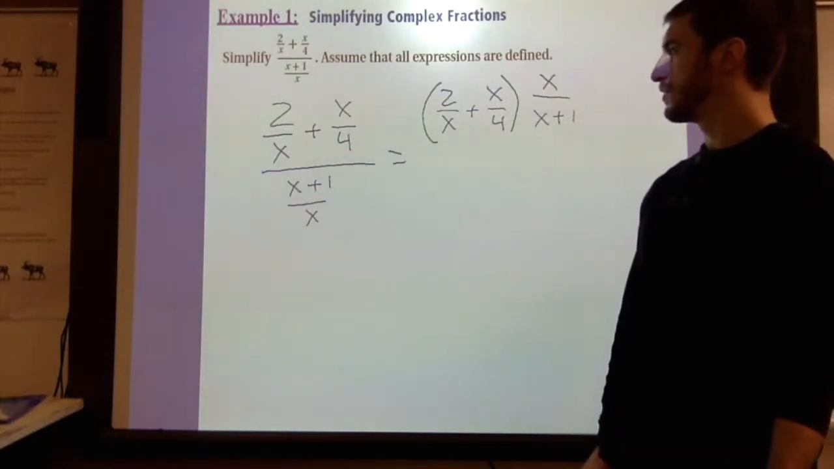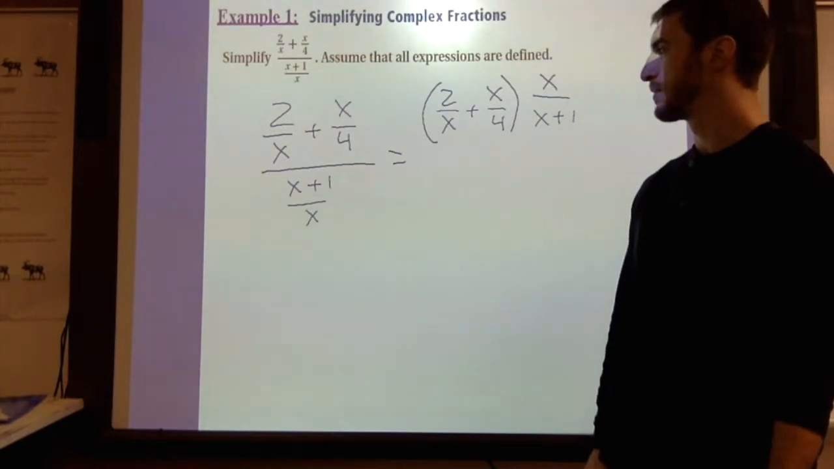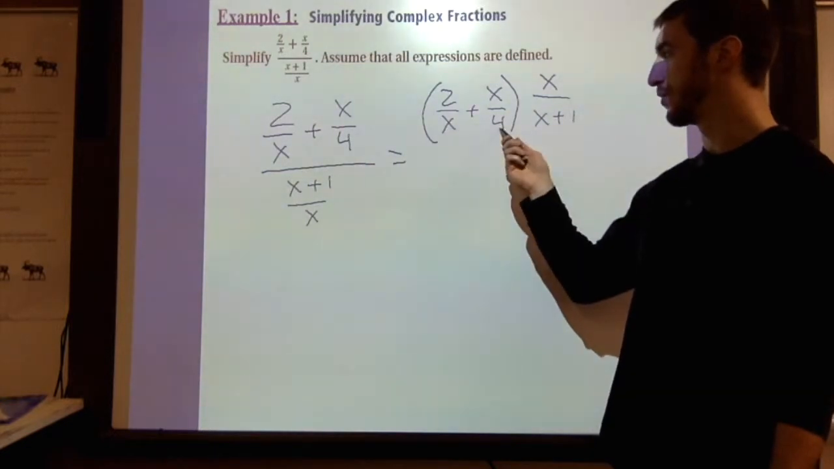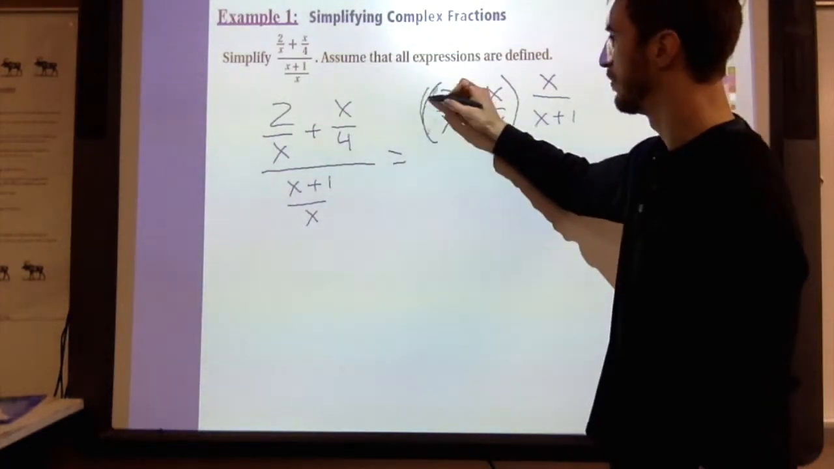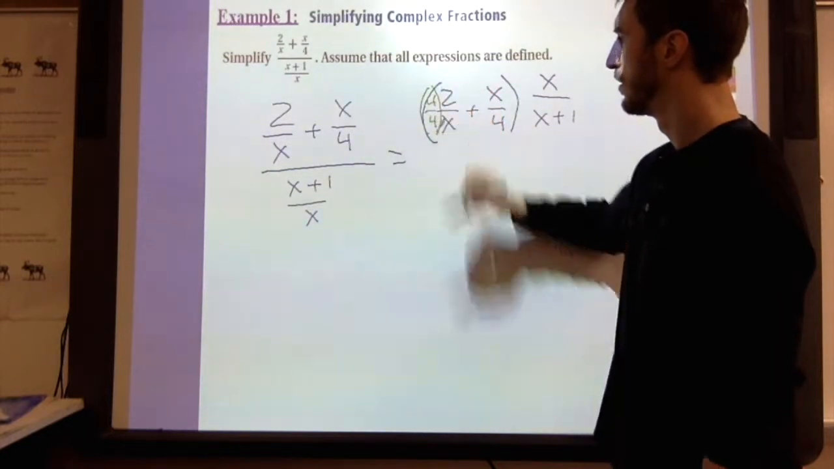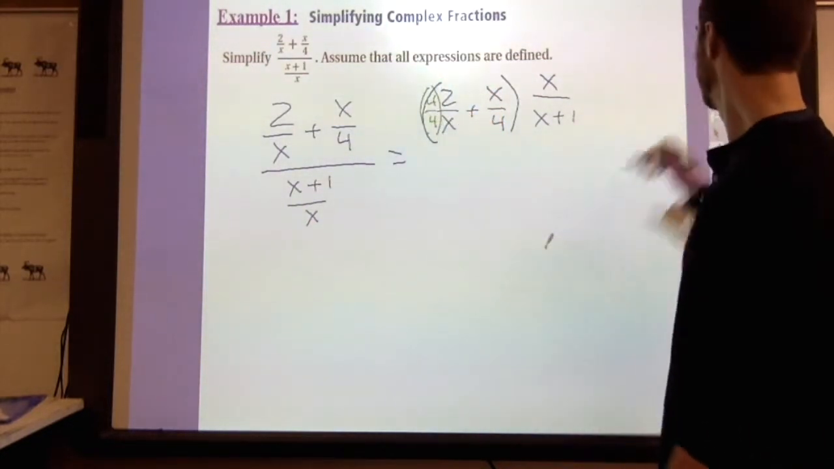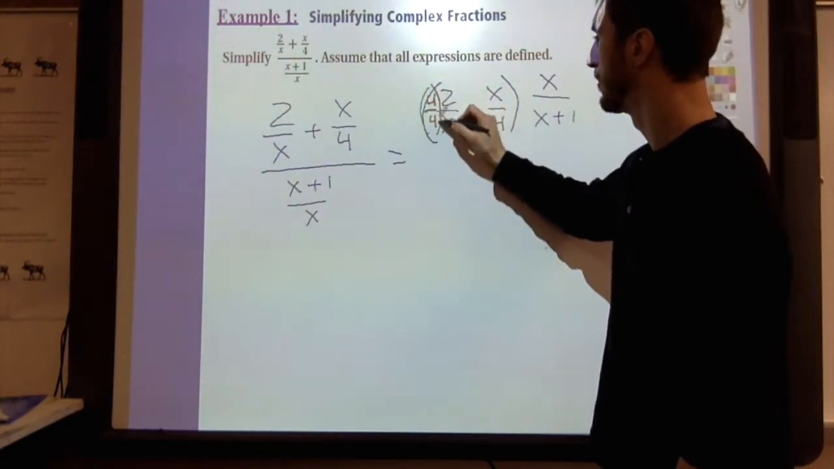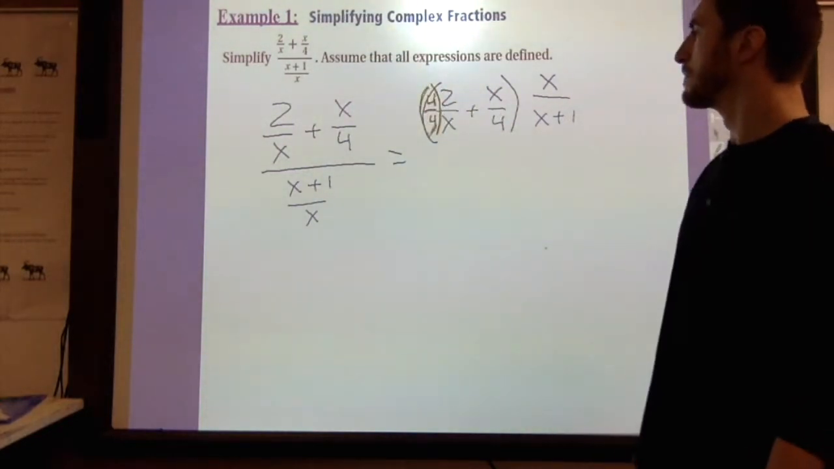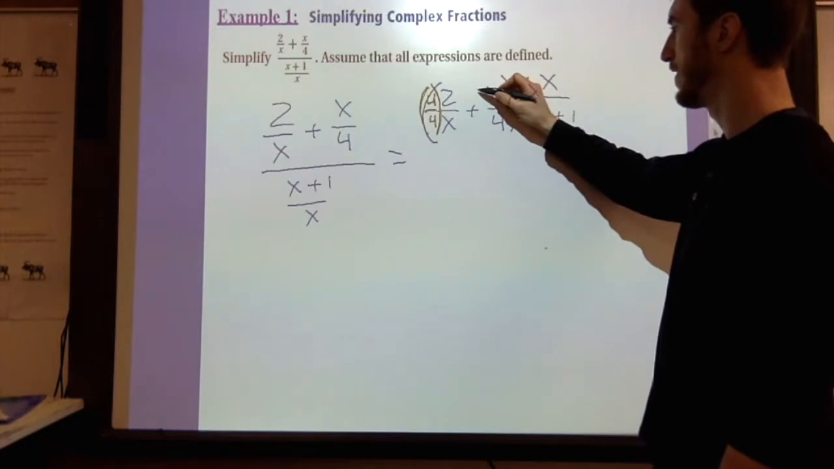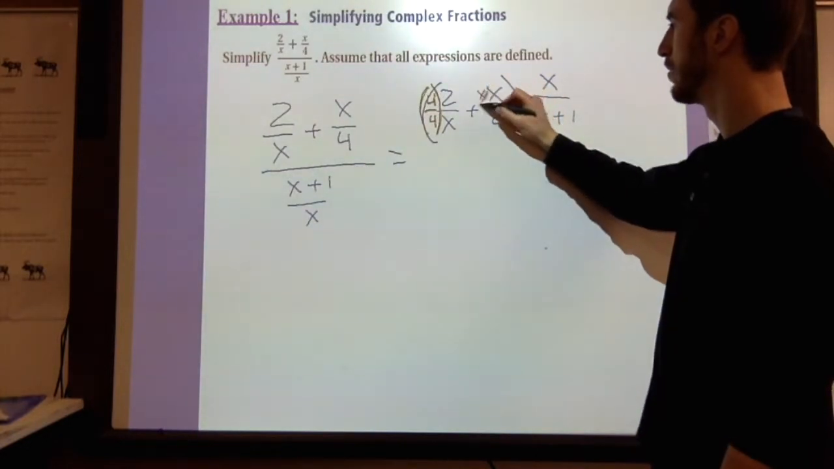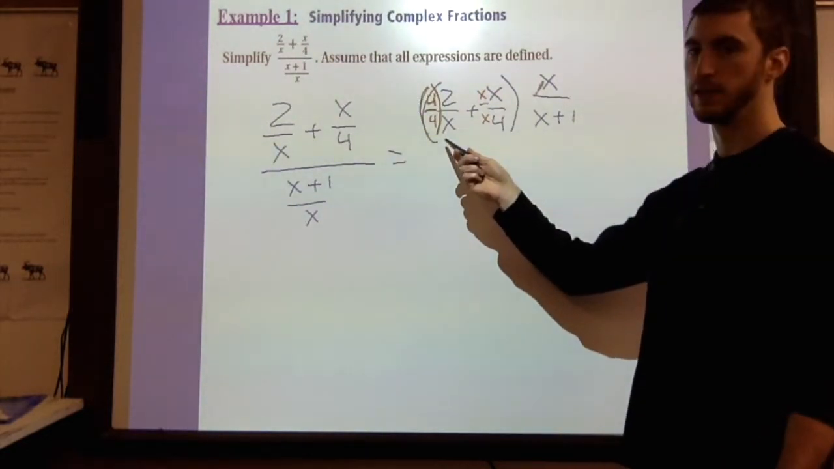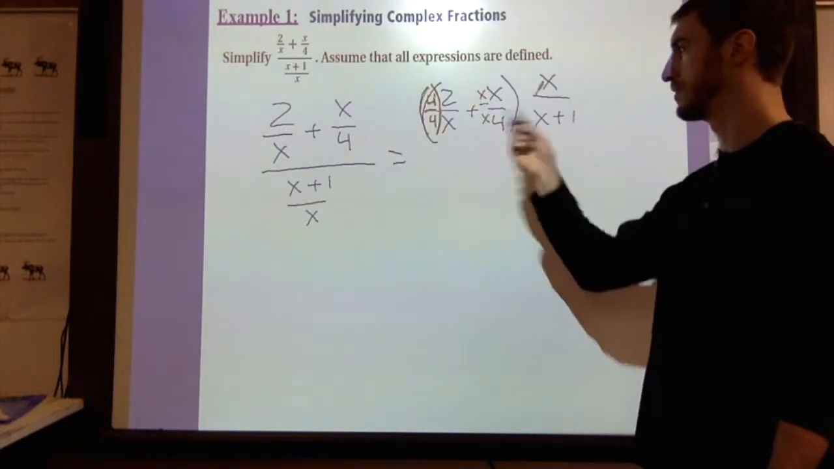So what I'm going to do is I'm going to multiply each of these by the denominator that they don't have. So this is an x, and this is a 4, so I'm going to multiply this one by 4 over 4. I'll do that in red. 4 over 4, multiplying it by the 2 over x. And then the x over 4, I'm going to multiply that by x over x. So now both my denominators are 4 times x. This is 4x, this is x times 4, it's the same thing.